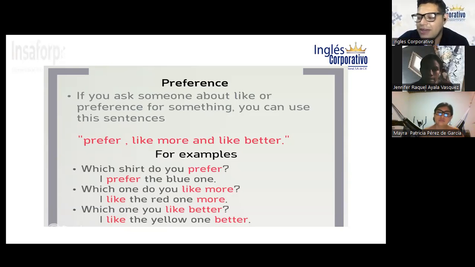And if you have questions or doubt or any comment, you also have the opportunity to open the microphones and ask questions or say something.